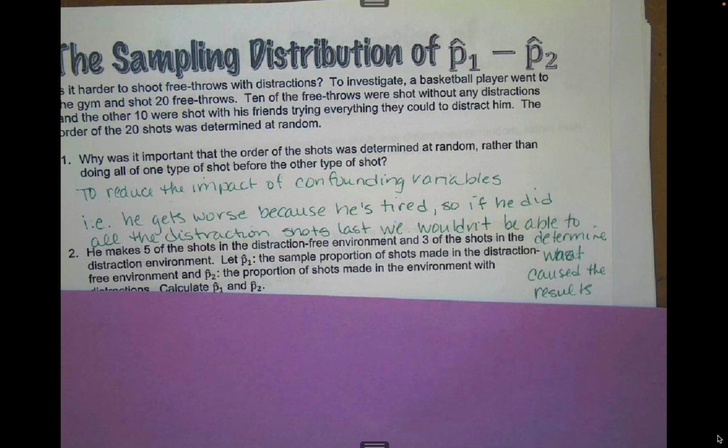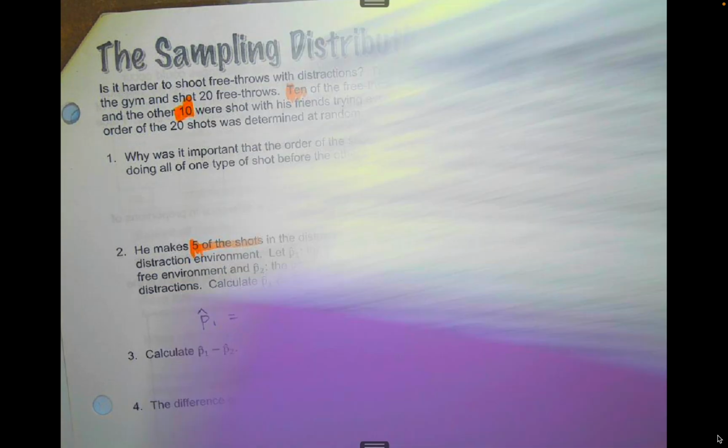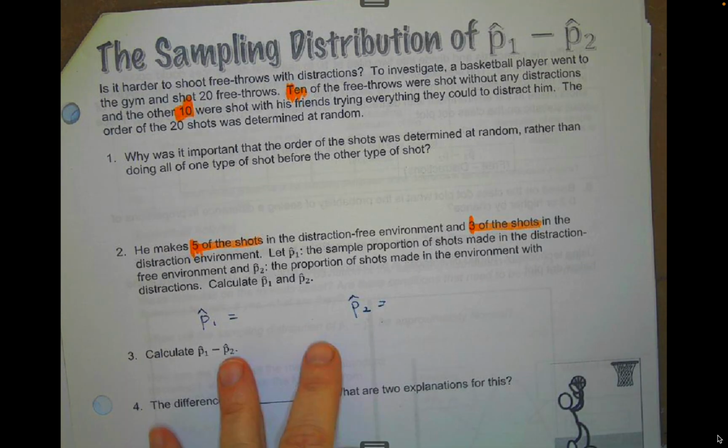As an example, if he gets worse because he's tired, so if he did all the distraction shots last, we wouldn't be able to determine whether it was because the distractions were causing him to be worse, or because he was just tired because he kept doing it, okay? Or vice versa, maybe he got better, okay? Everybody clear there?